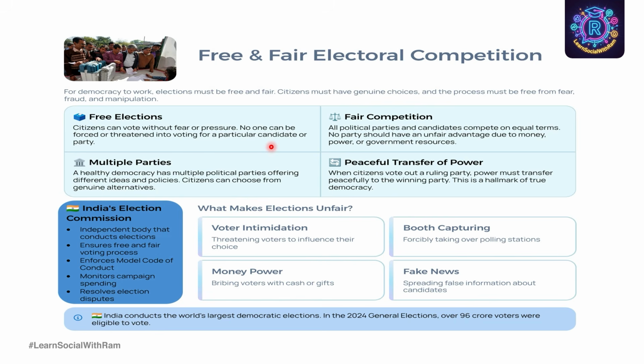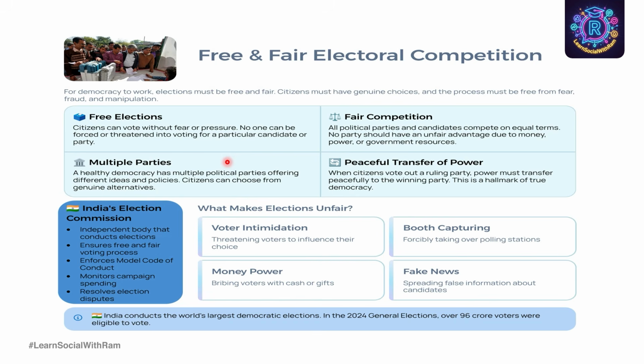Now, what is fair competition? All political parties must compete equally, so there is no unfair advantage. Competition must be fair. We have a multi-party system, meaning a healthy democracy has multiple parties. Citizens should have real choices, correct? More options mean better democracy. There is always a peaceful transfer of power. If the ruling party loses, the power must transfer peacefully. There is no violence. This is the sign of true democracy.